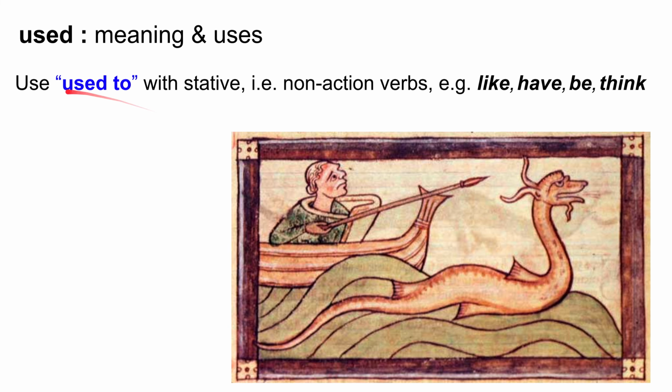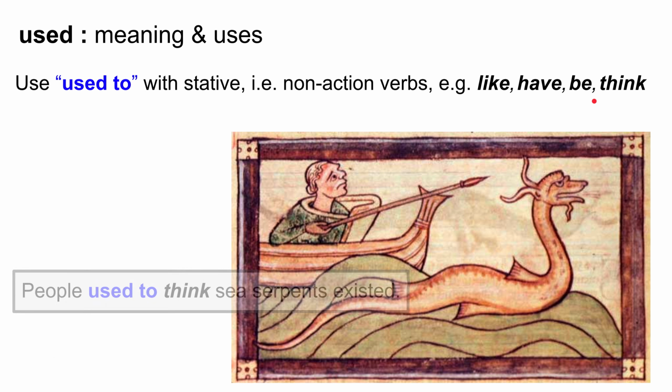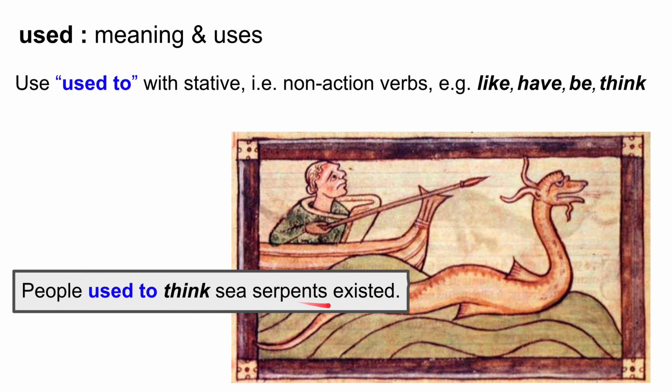Moving forward now, use used to with the stative, that is non-action verbs such as like, have, be, and think. You use this instead of would. So, for example, people used to think sea serpents existed. Okay, do people think sea serpents exist today? No, but they used to.